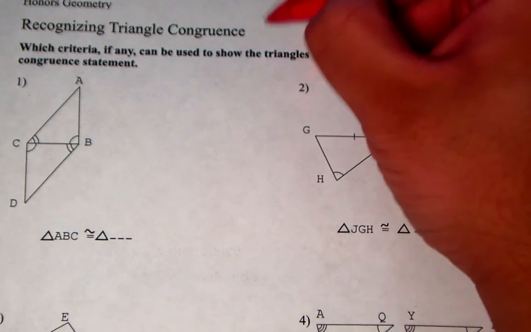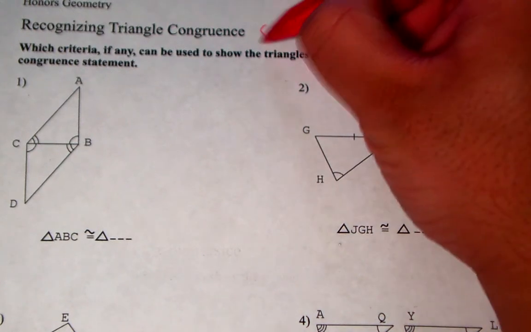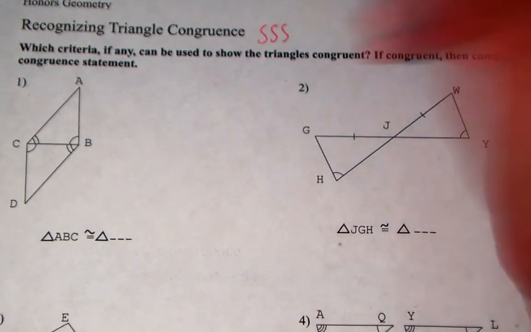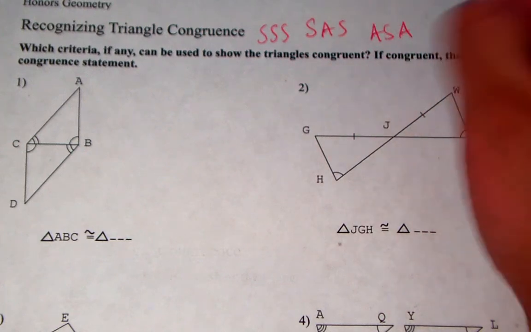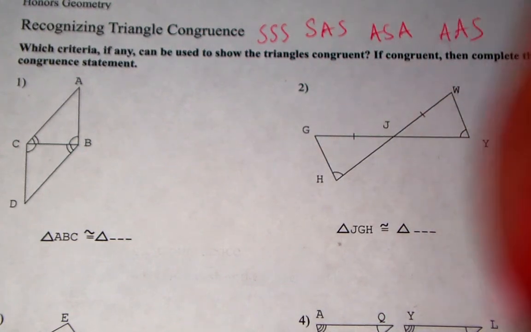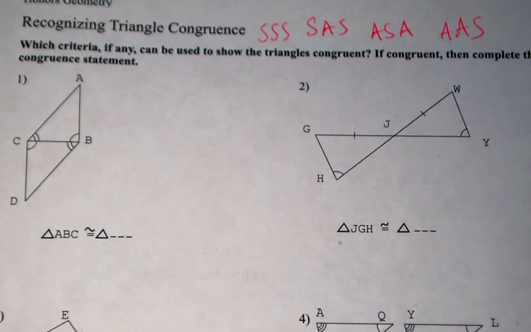So if you recall, the four rules we're allowed to use are side, side, side, side, angle, side, angle, side, angle, and angle, angle, side. So if our triangles meet those criteria, then they're congruent. If not, then we do not necessarily know if they are congruent, even if they look like they might be. So let's take a look at this first example here.